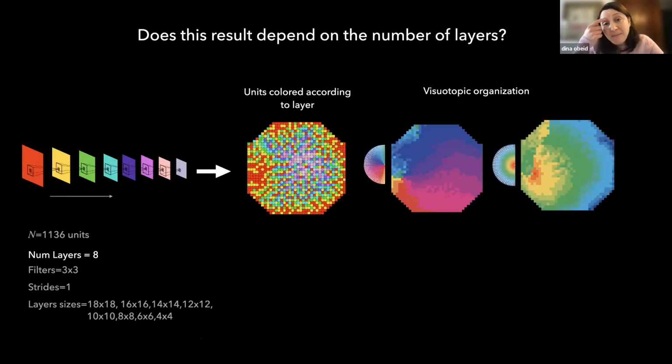Then we said, okay, maybe we can change the number of layers, the depth of the network. So we took an 8-layer network. Now this network has 1,136 units. So you can think about combinatorically how hard it is. And what we did is that, again, we looked at the units colored according to the layer. Again, at the top levels, we don't see a strong organization by layer. But when I looked at the visuotopic organization, again, I'm seeing a single map, and it looks like one single visual area. So it didn't save me.